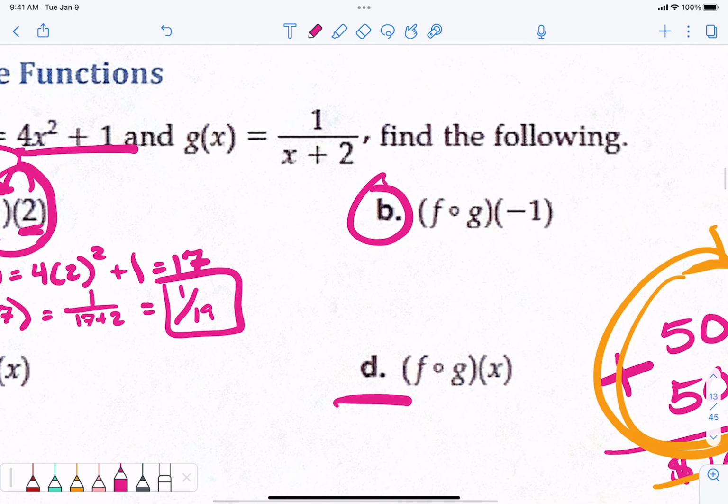B. Do you want to try B on your own? Try B on your own. I'll give you a head start. Plug -1 in. Don't look at mine until you're done.